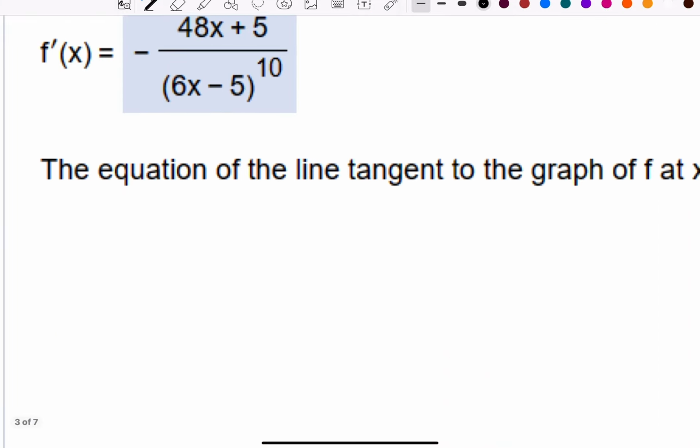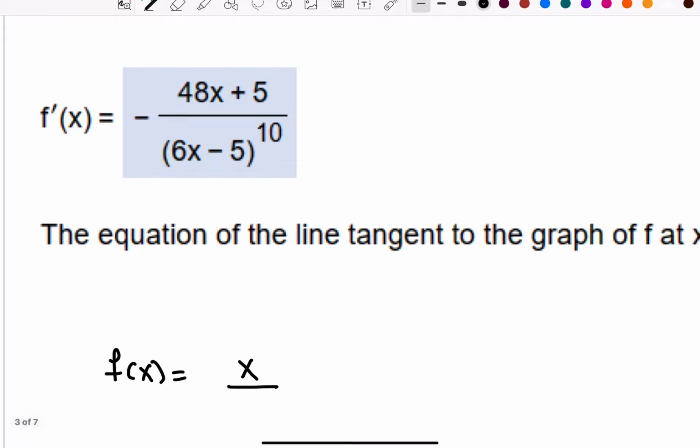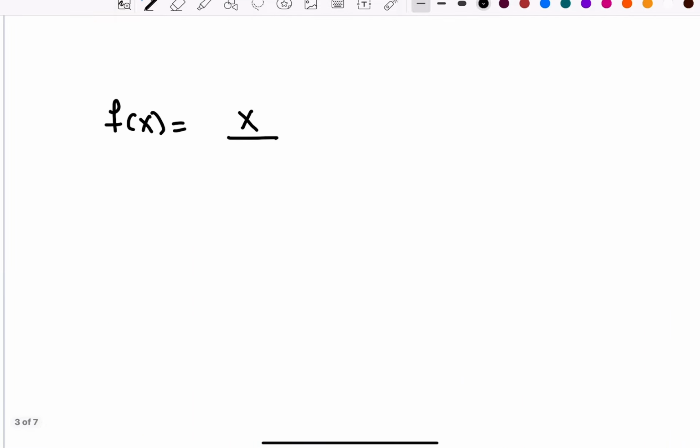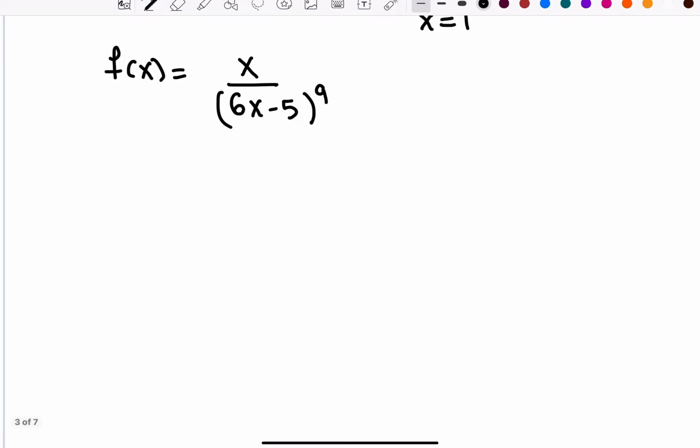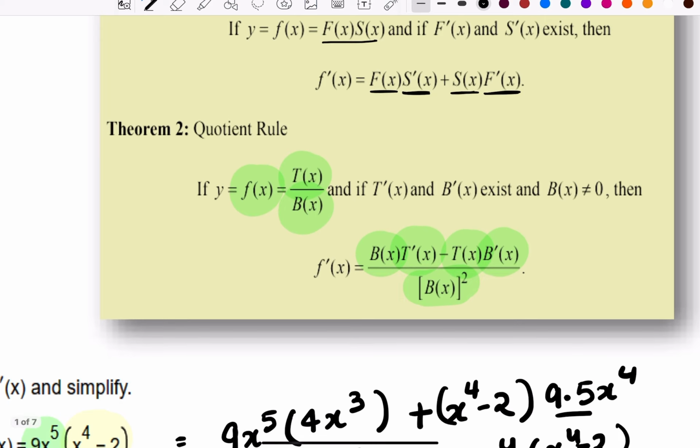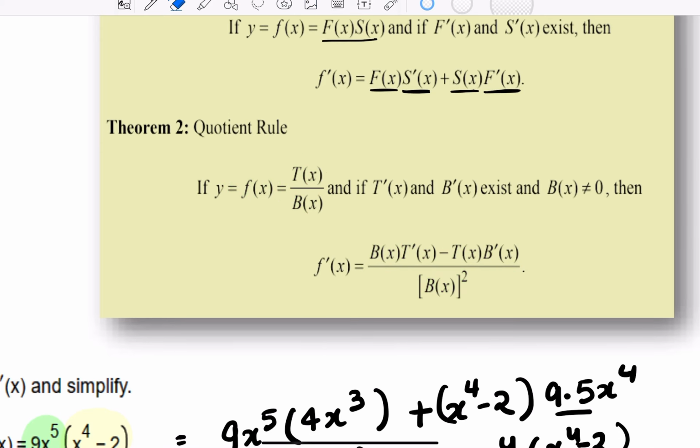Let me write down the function. So the function is f of x is equal to x over 6x minus 5 to the power 9. And they're asking me to find it at x is equal to 1. So my first step is to find the slope, which is finding the derivative. Of course, you can use your quotient rule and then simplify, but I am a big fan of the power rule, so I'm going to go ahead and use the power rule here.